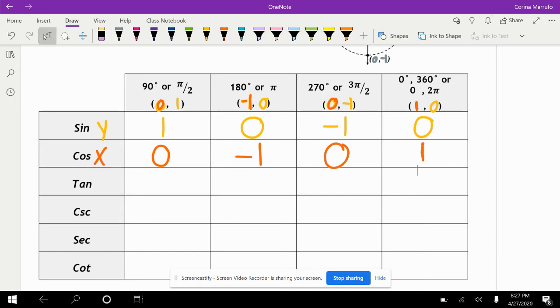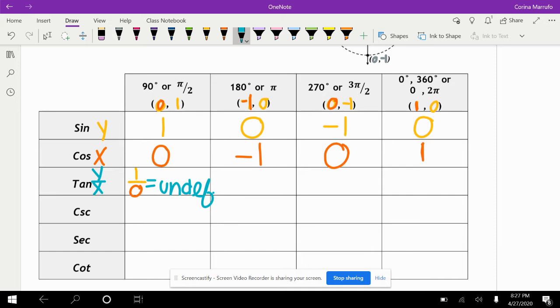All right. So now we're going to have to find tangent. In order for us to find tangent, we're going to have to take our y value and divide it by our x value. So here, our y value we know is 1, and we are going to divide it by our x value, which we know is 0. So whenever you take 1 and you divide it by 0, that is going to give you undefined. I'm going to have to abbreviate it because it's not going to fit. All right, now let's look at the next one.